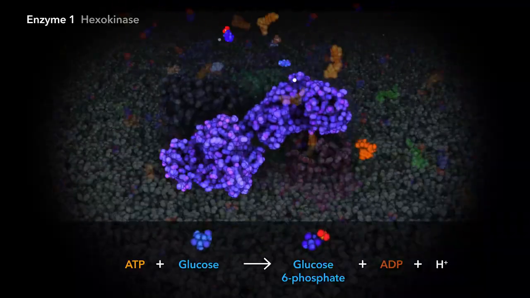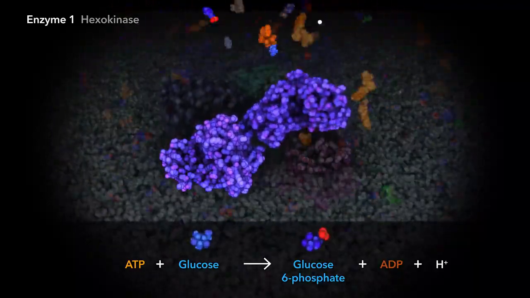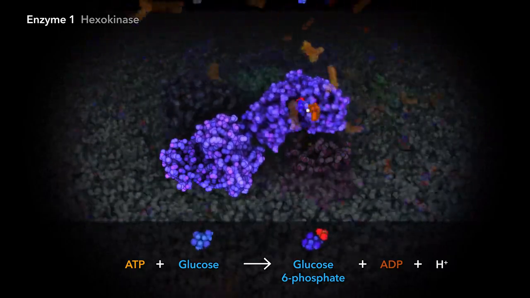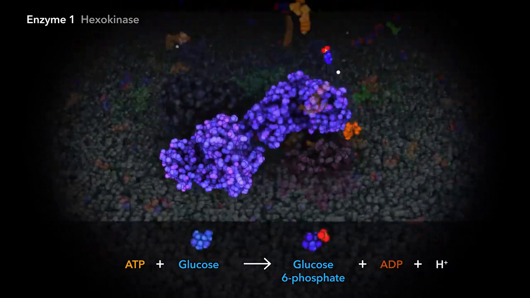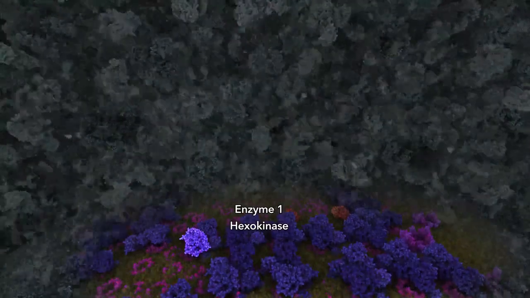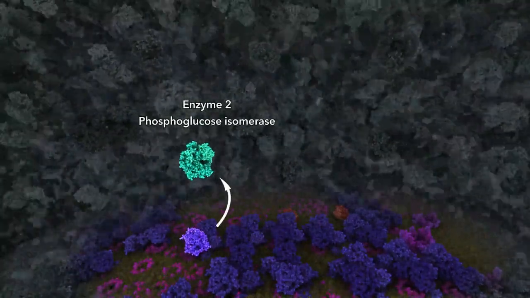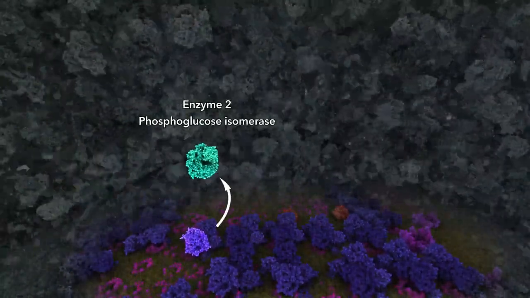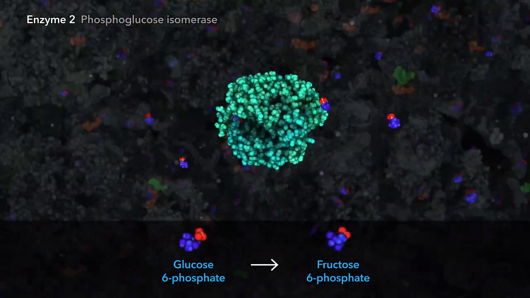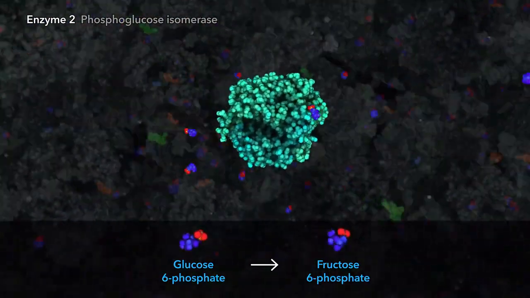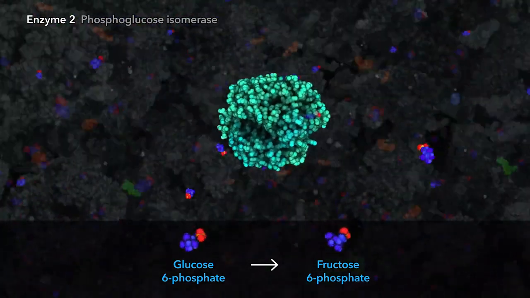The reaction of the first enzyme transfers a phosphate group from ATP to glucose, creating glucose 6-phosphate. The second enzyme rearranges glucose 6-phosphate into its isomer, fructose 6-phosphate.